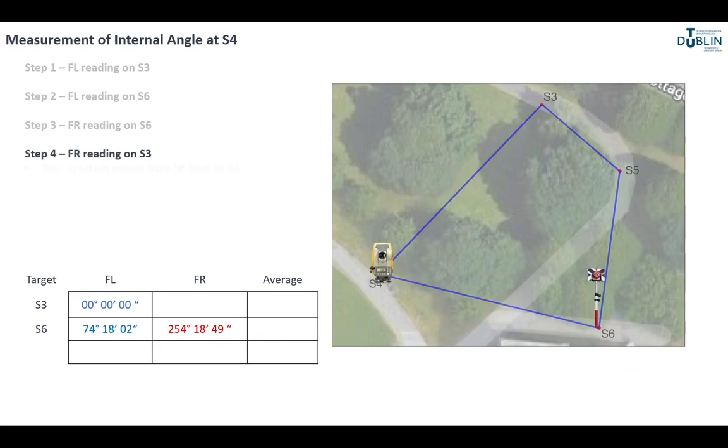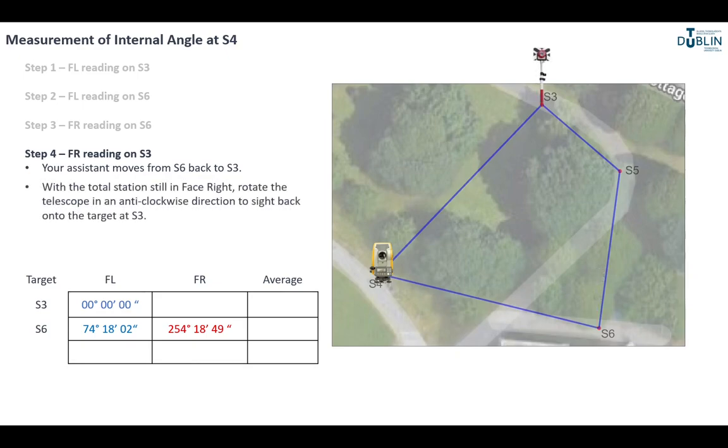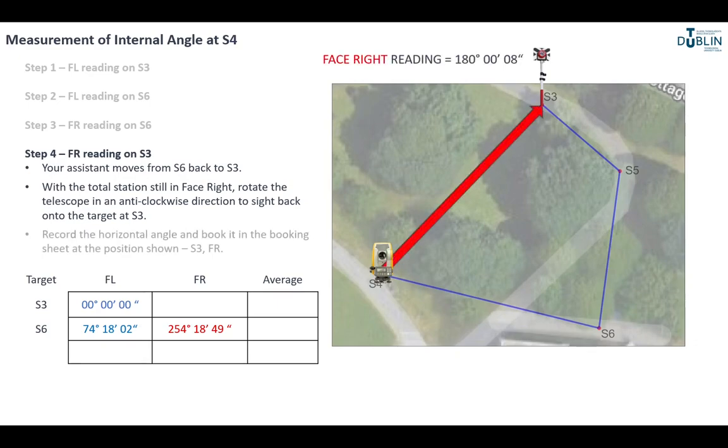Step 4 is going to be taking our face right readings onto station 3. So our assistant is going to move from station 6 back to station 3, and then with the total station still in face right mode, we're going to rotate the telescope in an anti-clockwise direction and sight back onto the target at station 3. We're going to record the horizontal angle and book it in the booking sheet as shown below in the space for station 3 face right. And in this case, our answer is going to be 180 degrees, 0 minutes and 8 seconds.